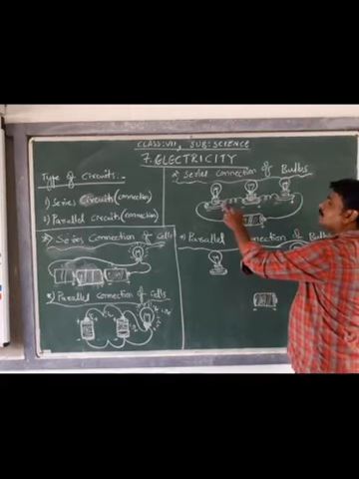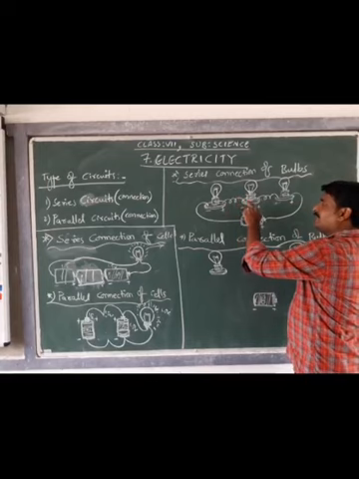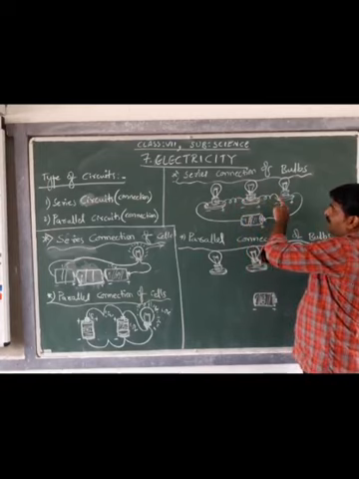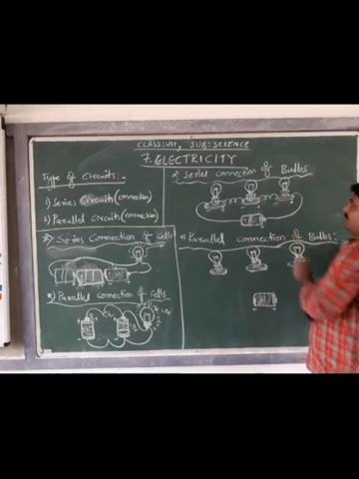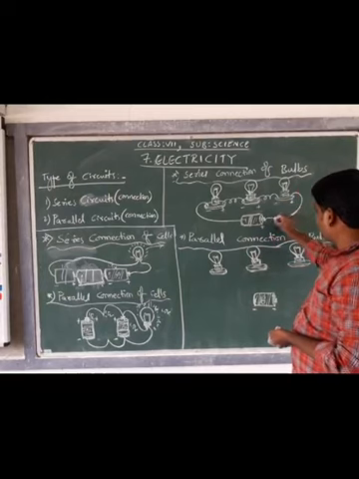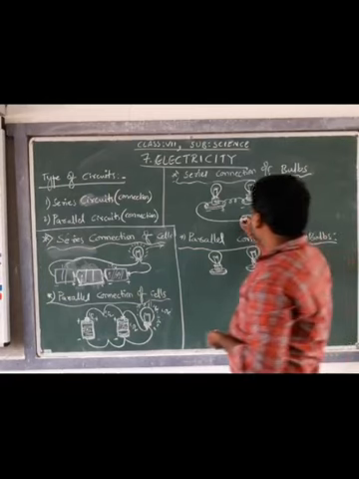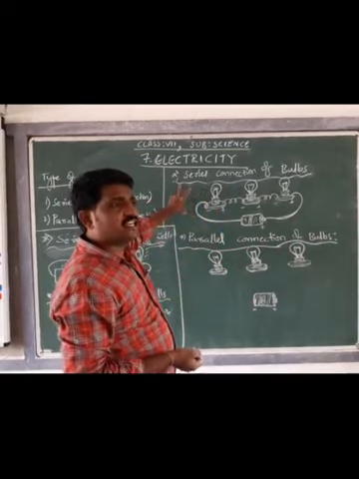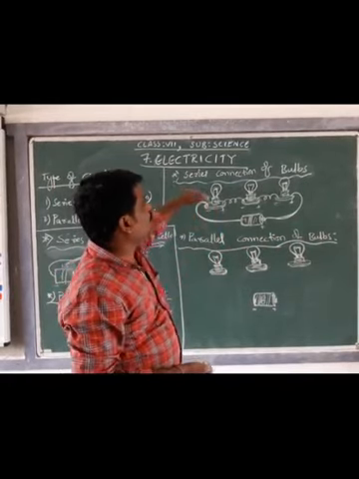If the positive node of one bulb is connected to the negative node of another bulb, and this positive node is connected to the positive terminal of the cell, and this negative node is connected to the negative terminal of the cell, this type of connection we call series, one in one line.